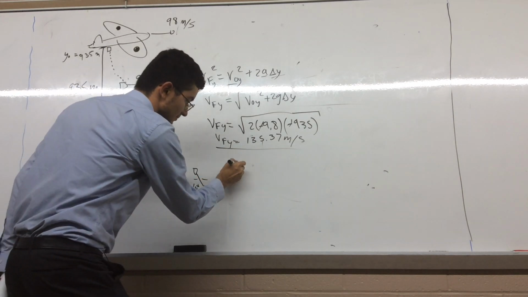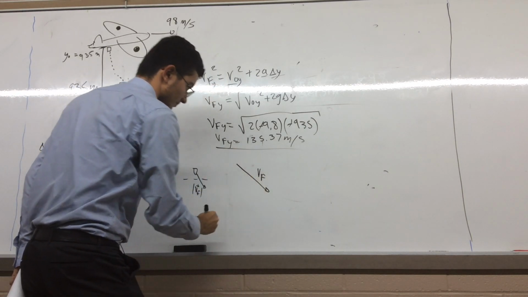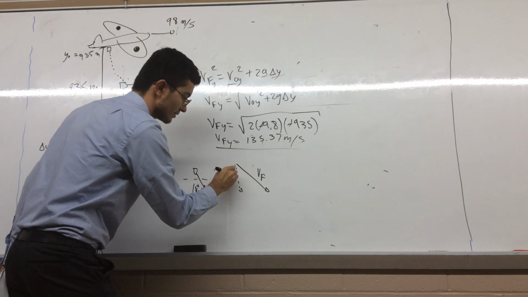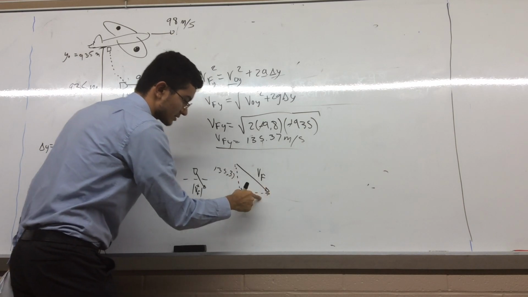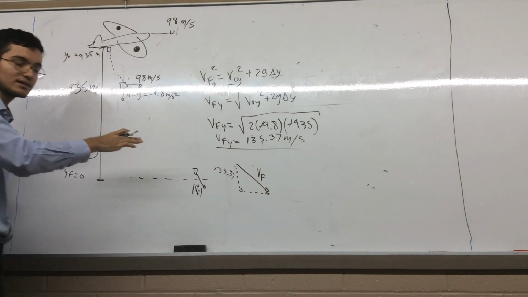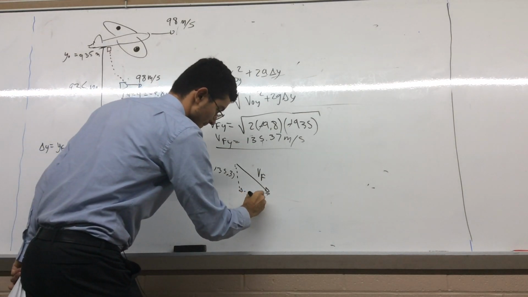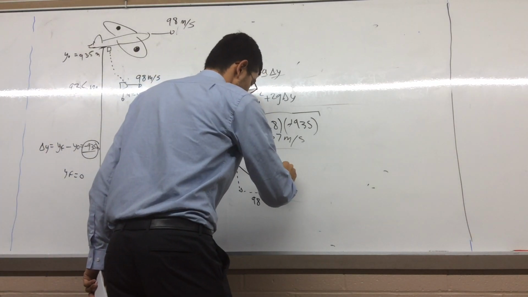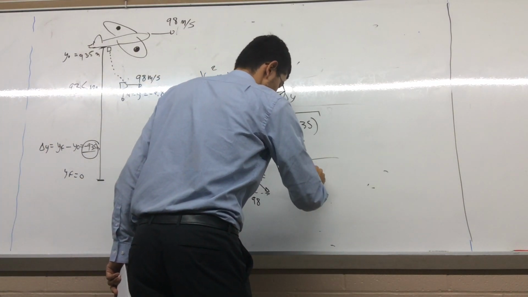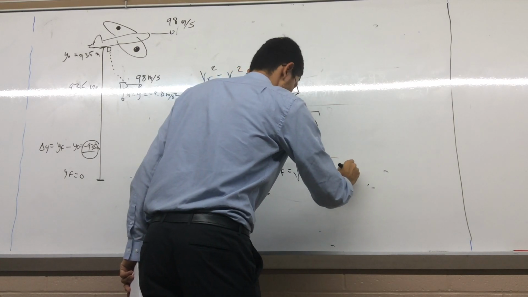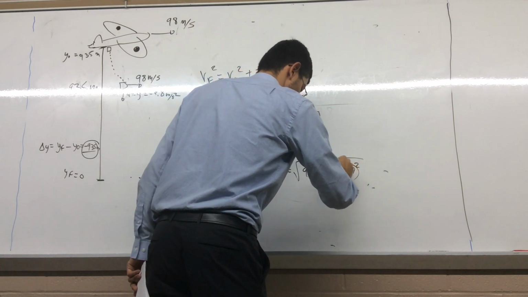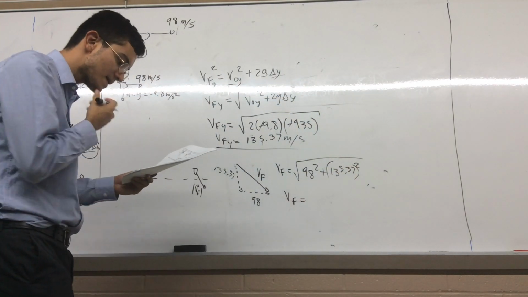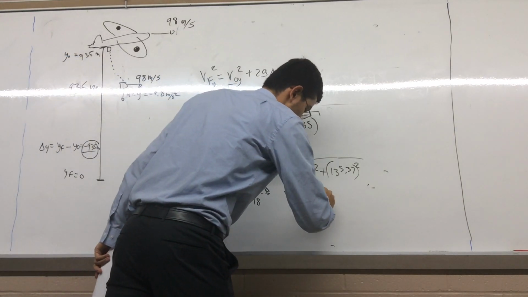So we're going to have something like this. This is V final. We have the y component, which we found is 135.37. And we have the x component, which never changes, which is 98, right? You could just do the Pythagorean theorem. So we can do V final is equal to the square root of 98 squared plus 135.37 squared. And that should give you the magnitude of the final velocity, which is 167 meters per second.